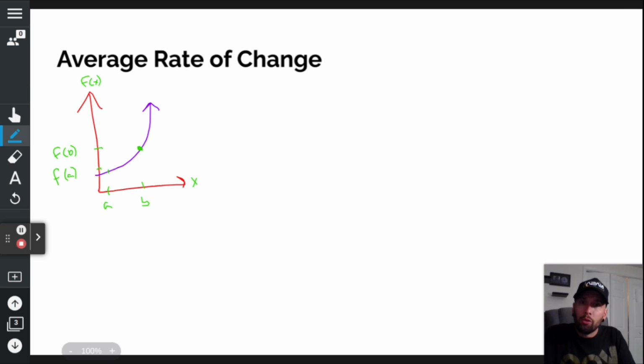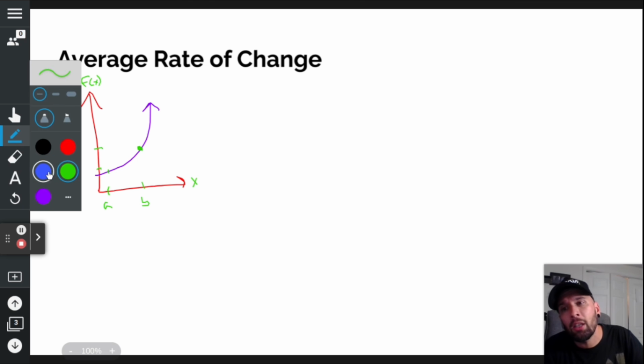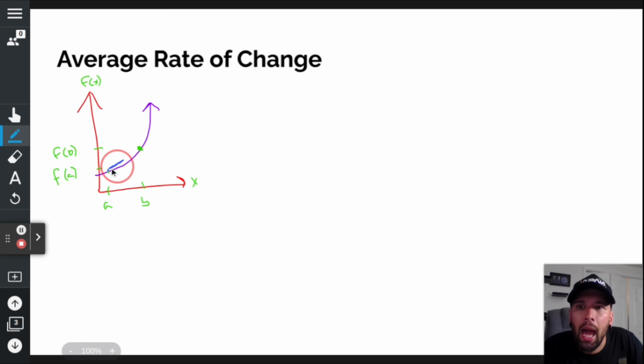Now, rate of change, we mentioned a bunch of times in the last slide, is slope. The average rate of change is the exact same concept. However, we view slope as a straight line. So the average rate of change is the straight line change between point A and point B. An average rate of change is the straight line going from A to B. And so if I was looking at a graph, I should be able to count rise over run and figure out what my rate of change is.